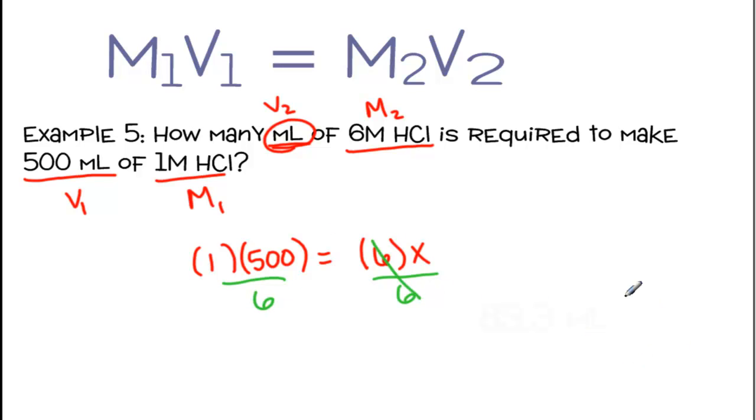And so my answer, oh, I thought I had it on the page here. Okay, found it. The answer is 83.3 milliliters of 6 molar hydrochloric acid is going to be required to make this solution.